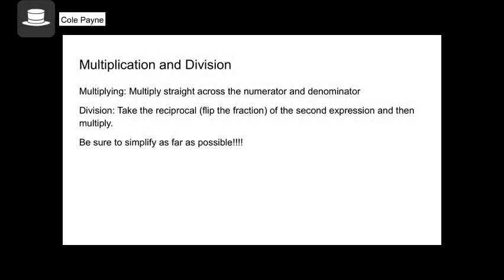Okay, so here we have multiplication and division. So when we have multiplication between two fractional polynomials or rational expressions, we want to multiply just straight across the numerator, straight across the denominator. But with division, we want to take the reciprocal, flip the fraction. So the reciprocal is just flipping the fraction, and we want to do that to the second fraction, and then we just multiply. So make sure you simplify things as far as you possibly can. So just make sure to keep a check on that.